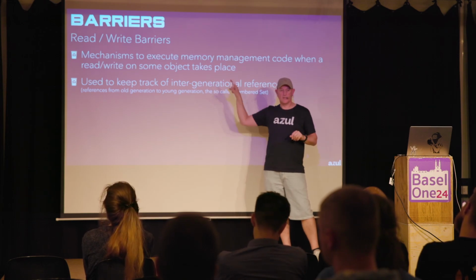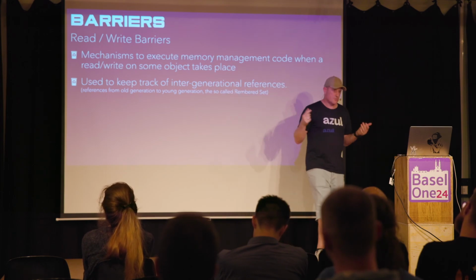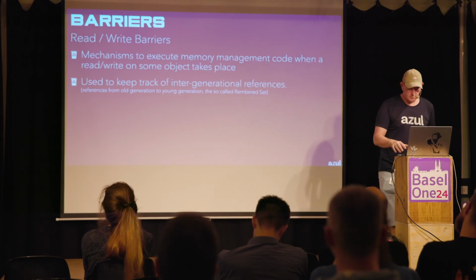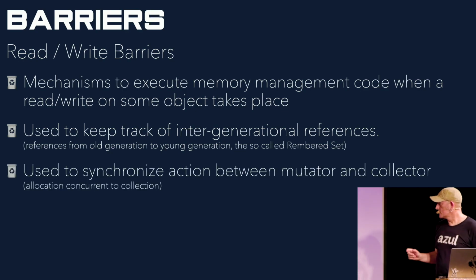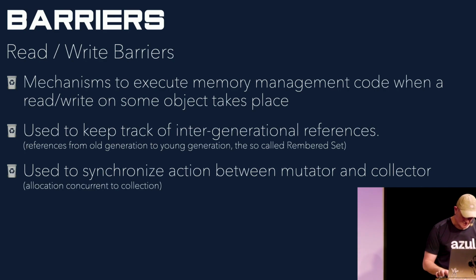Because it only checks the young generation. It doesn't know about the references coming from the old one. To keep track of that, you can use barriers. You can also use them to synchronize between the mutator, which is the allocator, and the collector. Right? These are the principles.